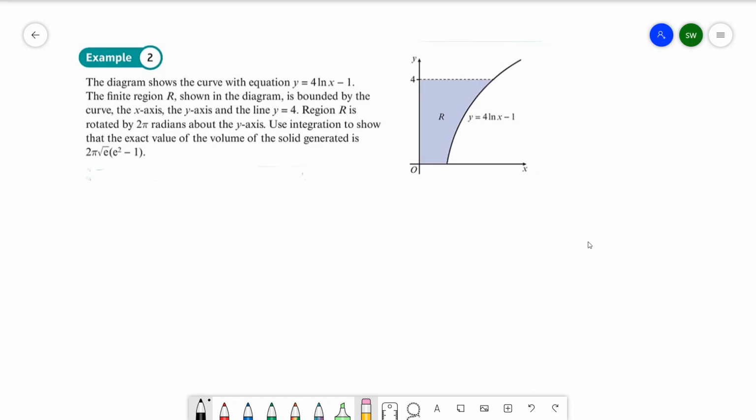In this next section, we're always going to be rotating around the y-axis, so we just need to remember our formula for rotating around the y-axis. It's the integral of pi x squared dy.